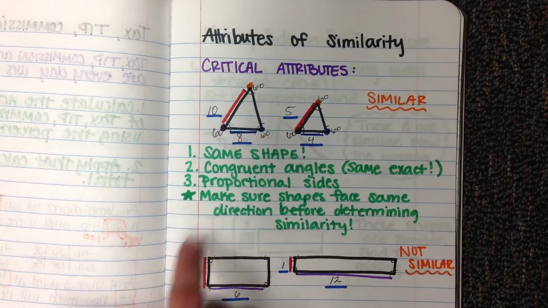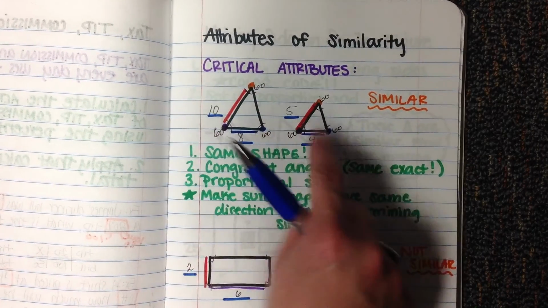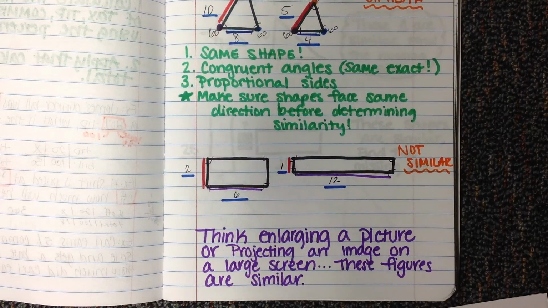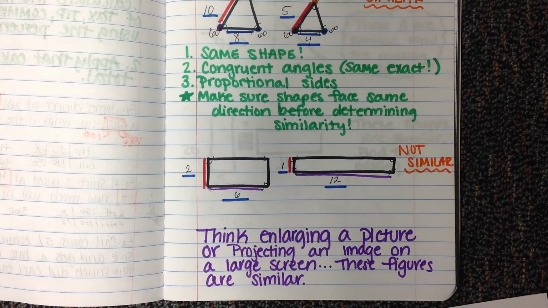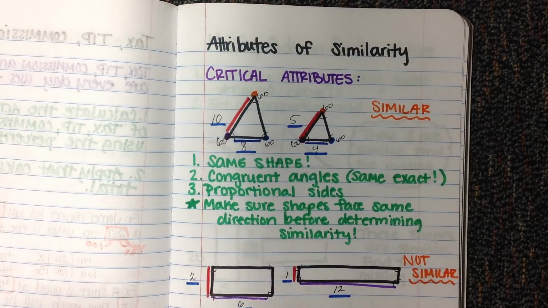Similar shapes look the same, just they're different sizes sometimes, and the sides are proportional. Not similar shapes don't really look the same, and even if they do look the same, their sides are not proportional. We're going to do some work today with critical attributes of similarity.